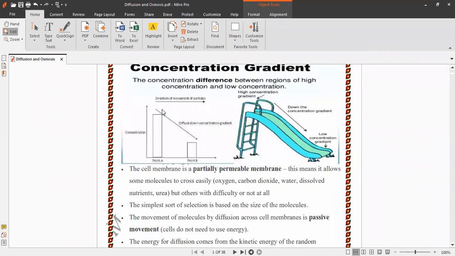Let's see here in the paragraph, the direction of movement of particles is from high concentration, point A, to the lowest concentration, point B. Down the concentration gradient, from up to down. Again, what's the meaning of concentration gradient? This is the difference between two regions, one with high concentration and the other with low concentration.